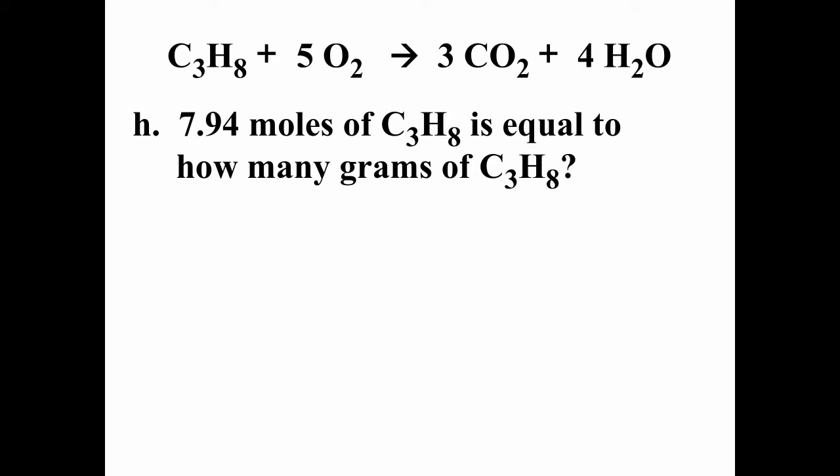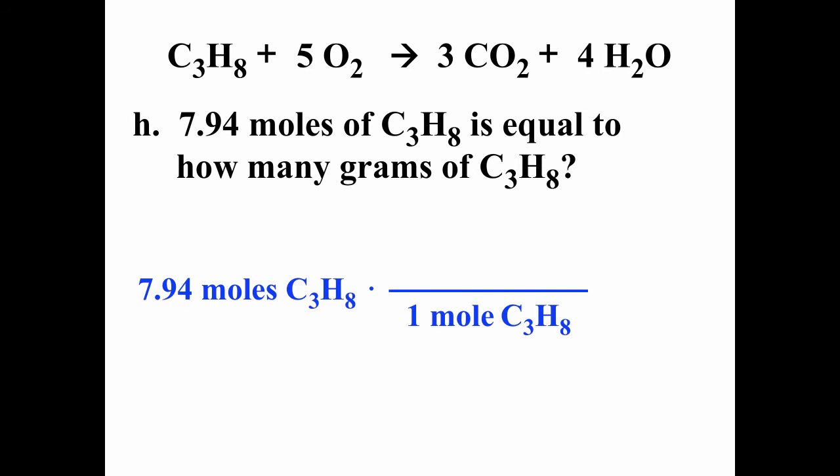And then 7.94 moles of propane, how many grams is that? We use the same process we did in the previous problem, converting moles to grams. We need to determine how much 1 mole of propane weighs. Carbon is about 12, so 3 times 12, and hydrogen's about 1, so 8 times 1. We add together the 3 times 12, which is 36, plus 8 times 1, which is 8, and use slightly more precise numbers from the periodic table. What we end up with is 1 mole of propane has a mass of 44.09 grams.